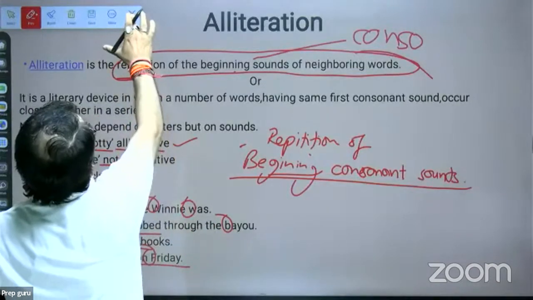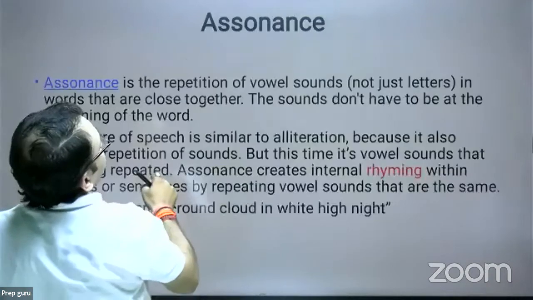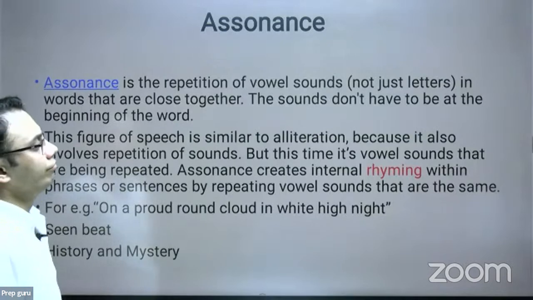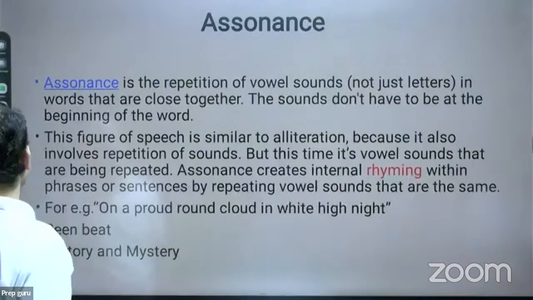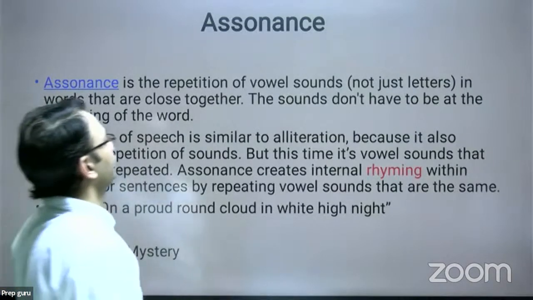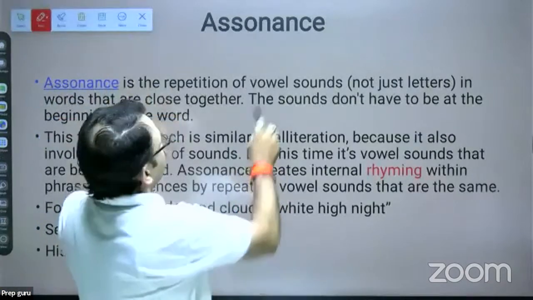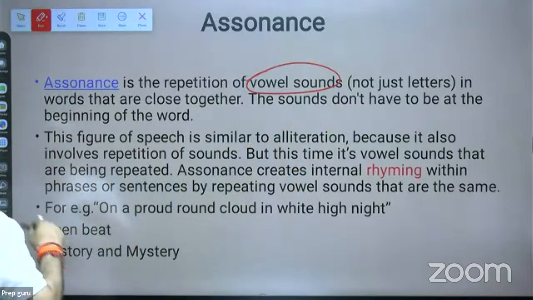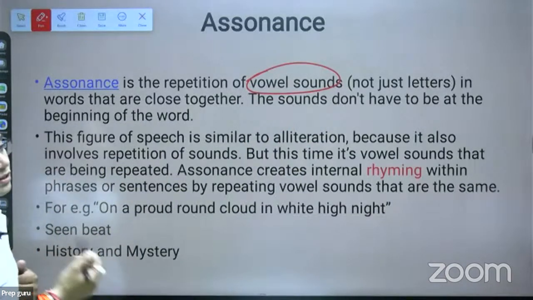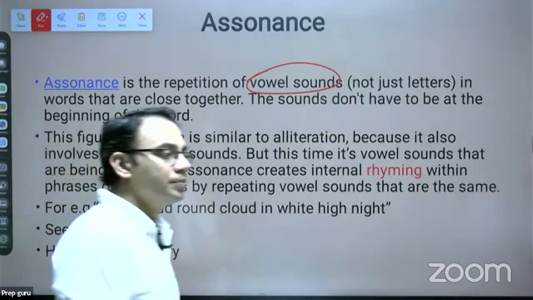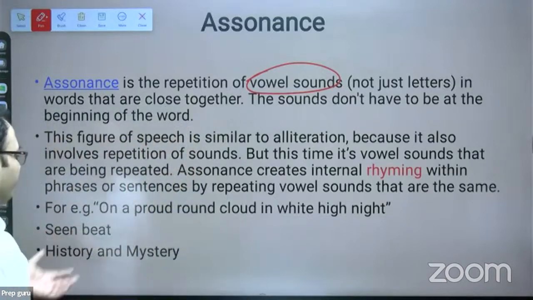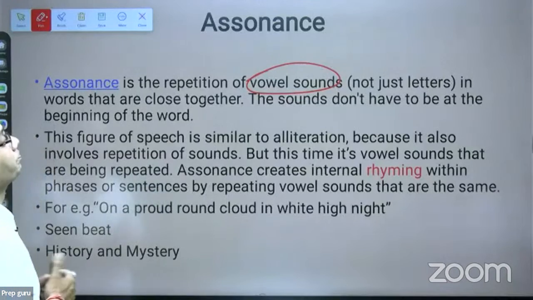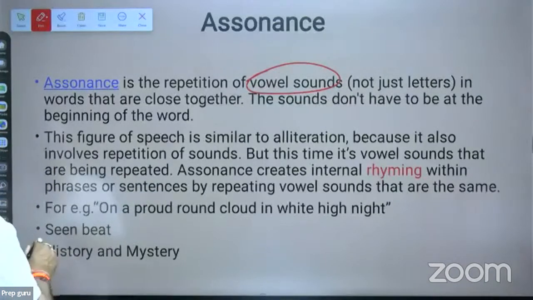Now, the next thing is assonance. Assonance is the repetition of vowel sounds, not necessarily at the beginning. There, the beginning was important in alliteration; here the beginning is not important. Even in the middle, if the vowel sounds repeat, then it is the case of assonance. See the example. Scene, beat.